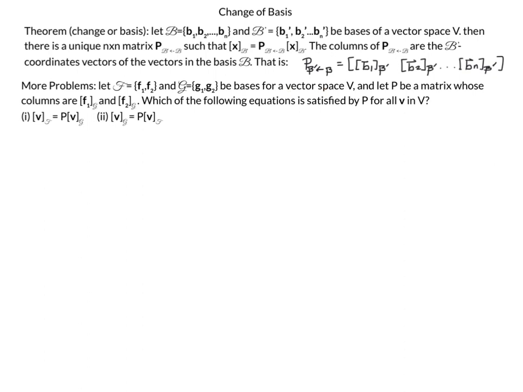Which of the following equations is satisfied by P for all vectors V in the vector space V? The first equation is V coordinates with respect to F is equal to P times V with respect to G, or the second equation, V with respect to G is equal to P times V with respect to F.